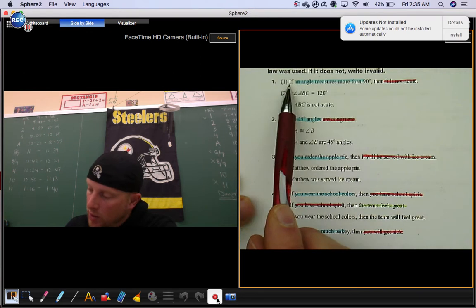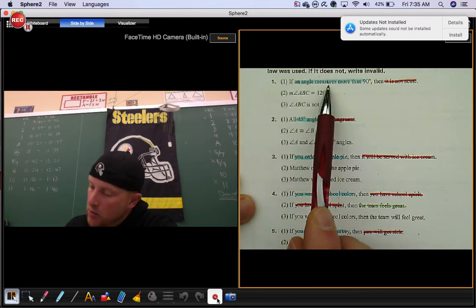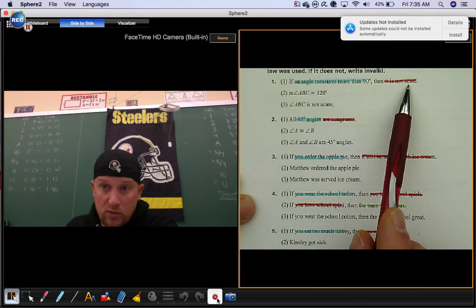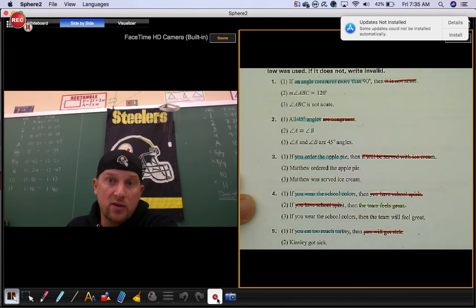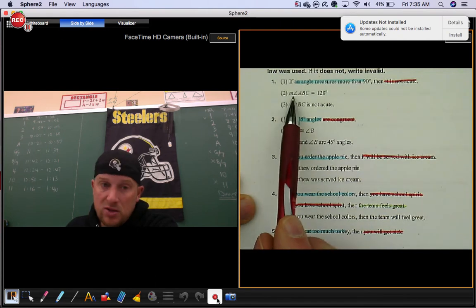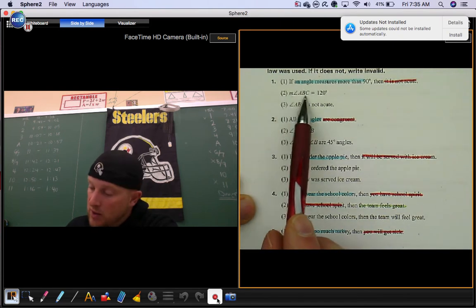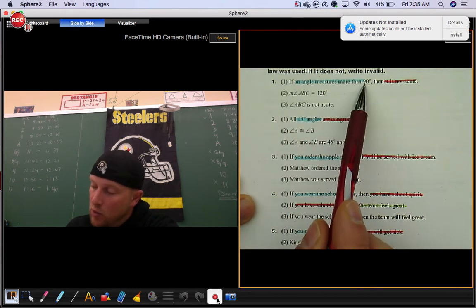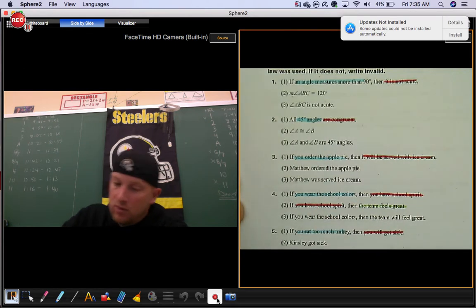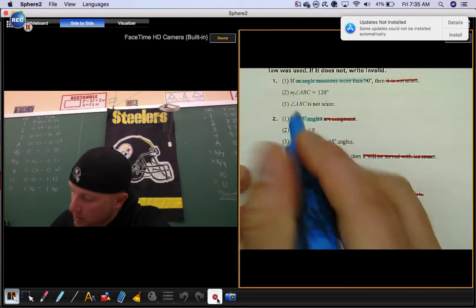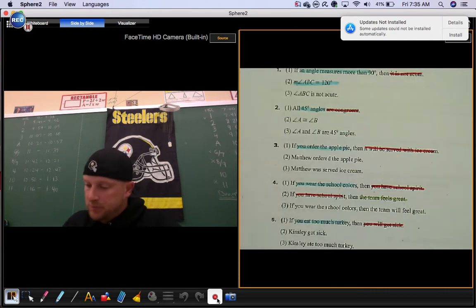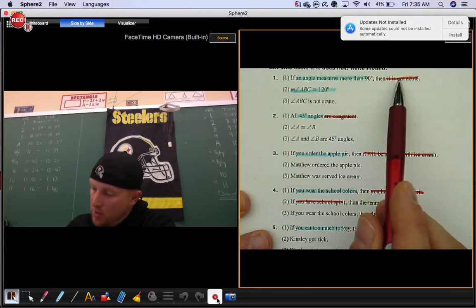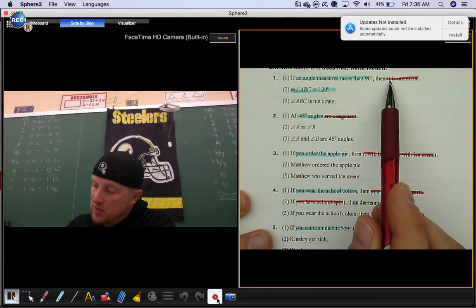Okay, so here's statement 1 for number 1. If an angle measures more than 90 degrees, then it is not acute. Notice how I use colors to identify hypothesis and conclusion. Now they're telling you statement 2 is true as well. Measure of angle ABC is 120. Notice how that's talking about an angle measure being more than 90. That's important. So this is about the hypothesis. So if this is true and this is true, we also know that this is true. So the answer is it is not acute.